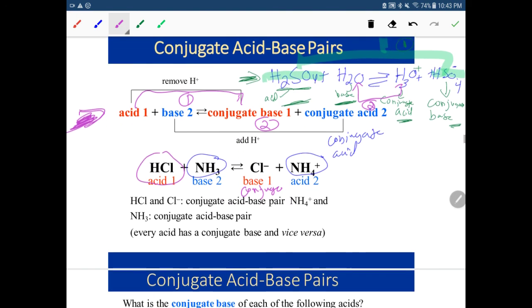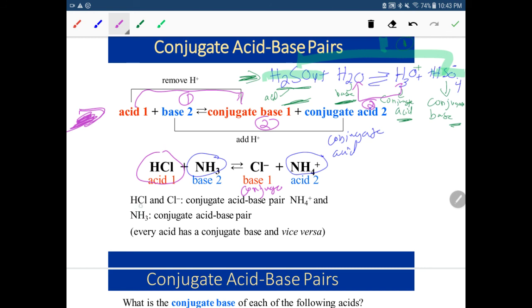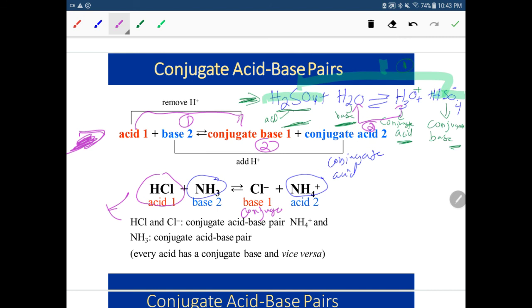All right, if you read here, this one is for this reaction, but basically every acid has a conjugate base and every base has a conjugate acid, right? You can tell just by looking at the formula. I hope this was helpful.